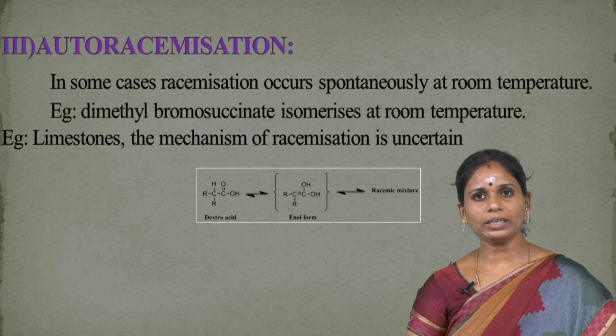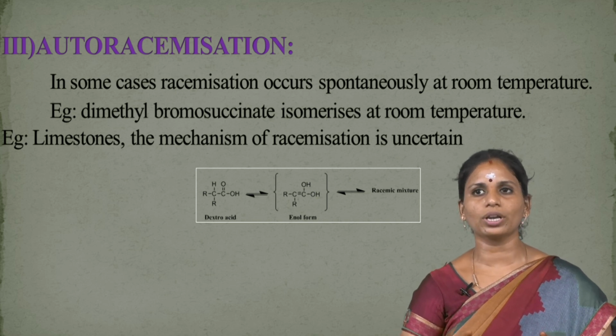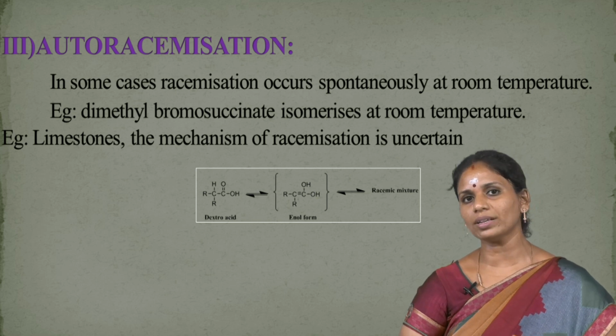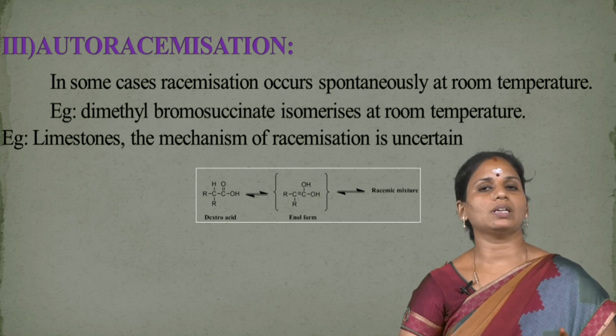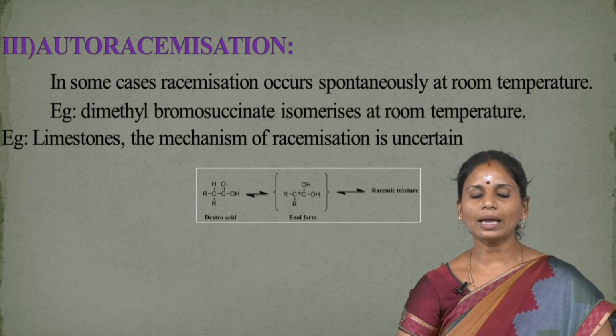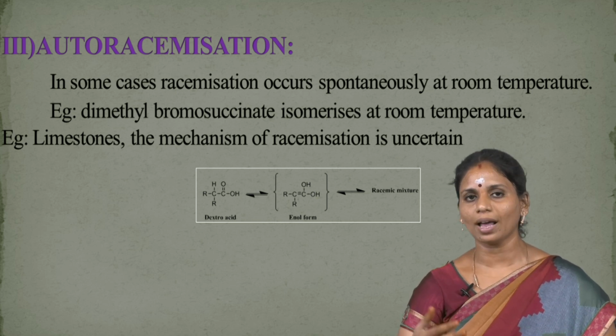Auto-racemization also we may expect. In some special cases, racemization occurs spontaneously at room temperature without any increase of temperature, without any reagents being applied. Spontaneous racemization is called auto-racemization. For example, dimethyl bromosuccinate isomerizes at room temperature.